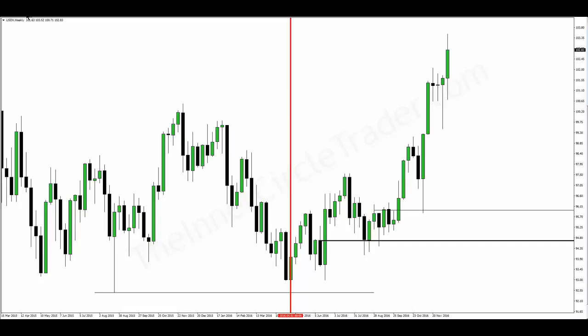In the form of pips, we have a range of almost 300 pips, 290 pips potential range there. Okay. And there's nothing wrong with that.